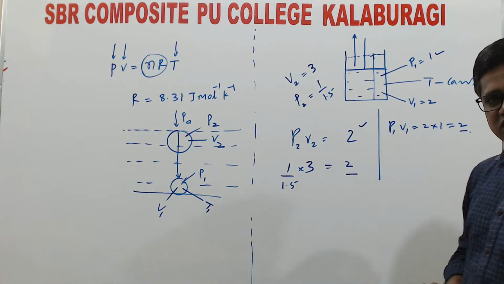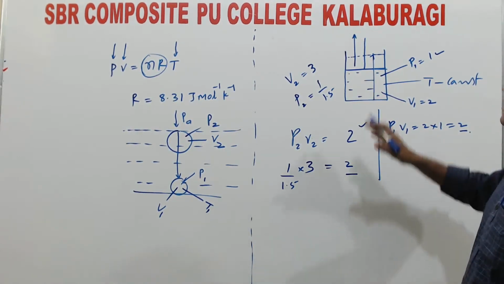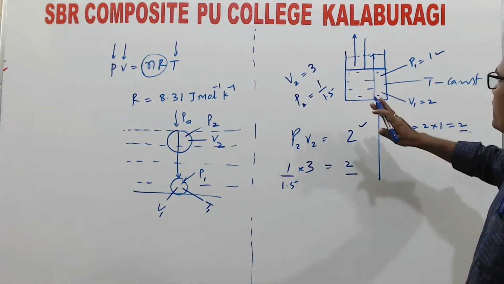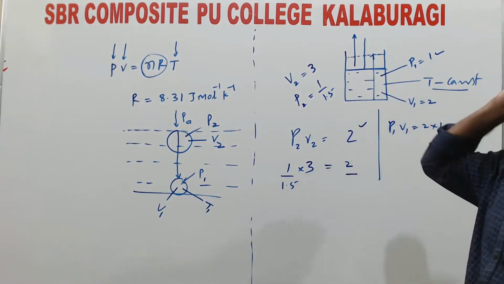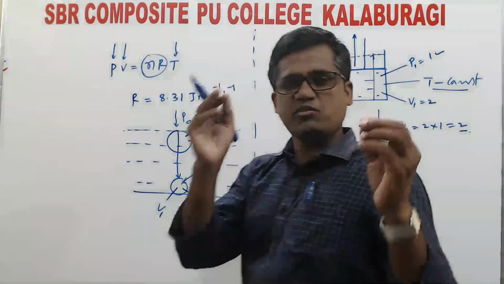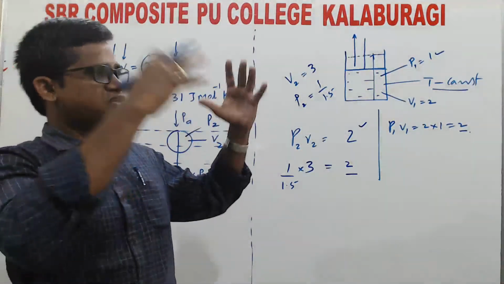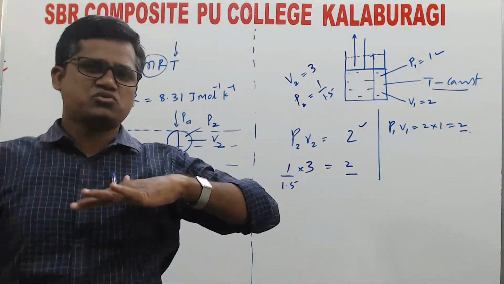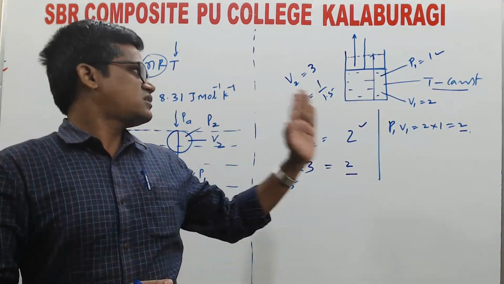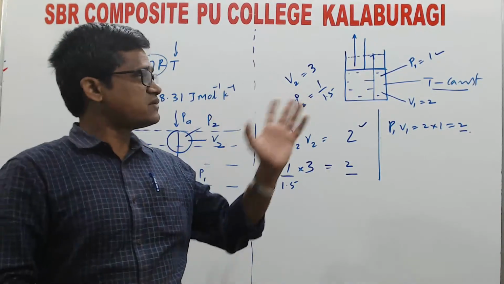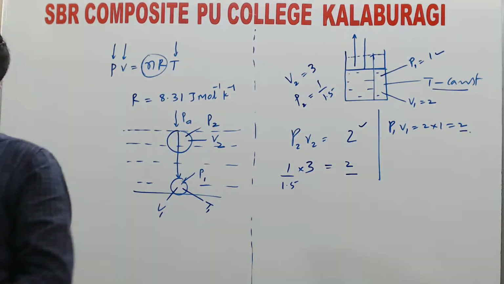The product will remain the same, provided the gas is an ideal gas, provided you are not changing the mass of the gas, and provided you are not changing the temperature of the gas. So the product of P and V will remain constant. Whatever the state of the gas, you increase volume or decrease volume, but PV will be a single value as long as the temperature and mass of the gas are kept constant.